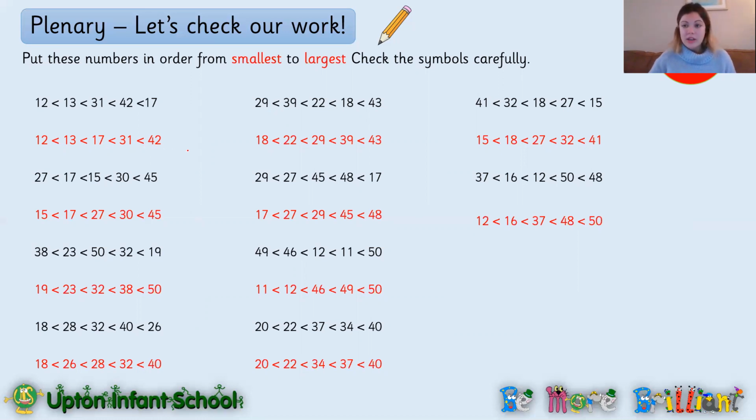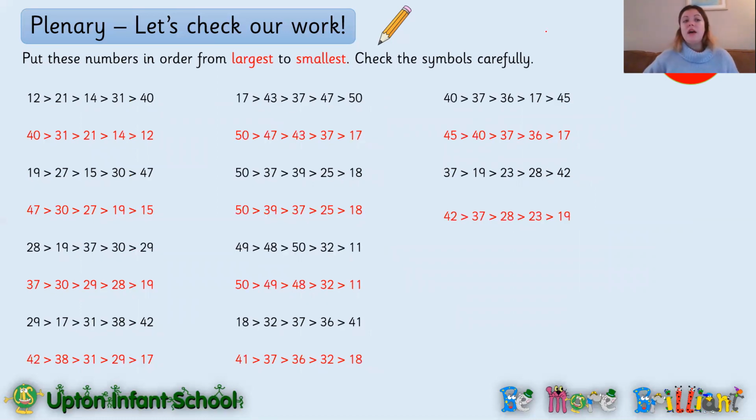Okay, so to check your answers, just pause the screen here and you can go through and correct your answers, or give them a nice big tick if they're right, or change them if they're not. And here the red is the answers that are correct. Okay, so moving on to the next screen, this was the numbers that you needed to put in order from largest to smallest.